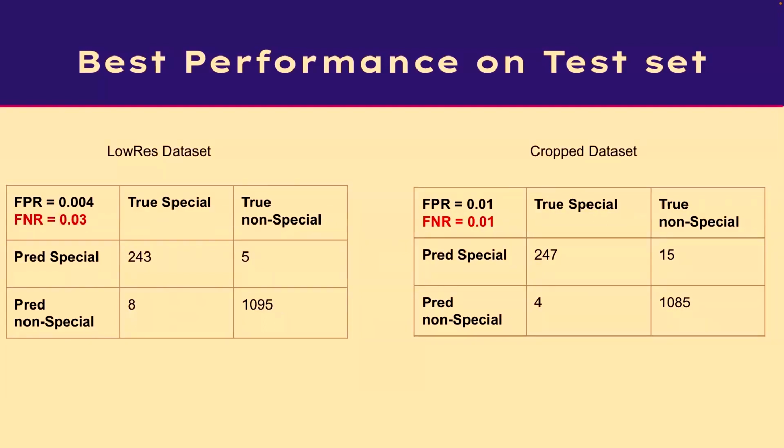And again, this is the comparison between the low-res data set and the crop data set. As you can see, the false negative rate for the low-res data set is around 3%, and for the crop one after fusion is 1%.